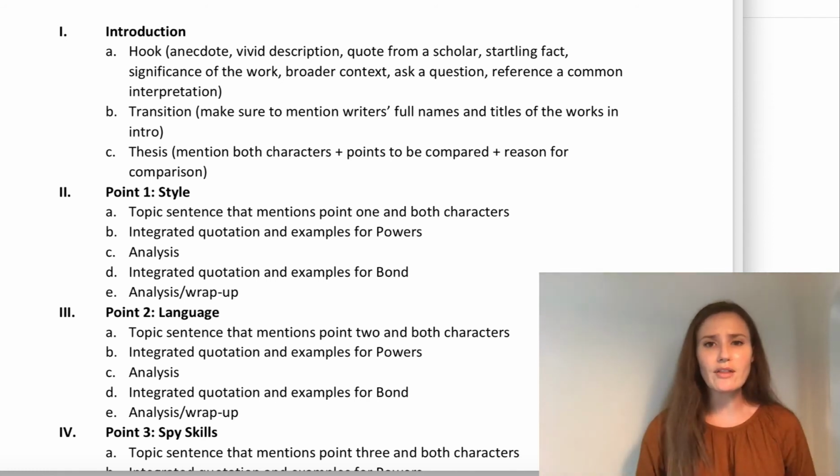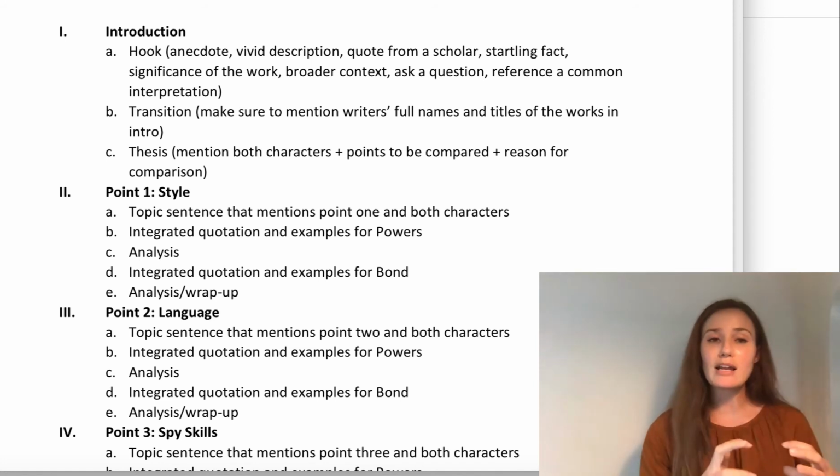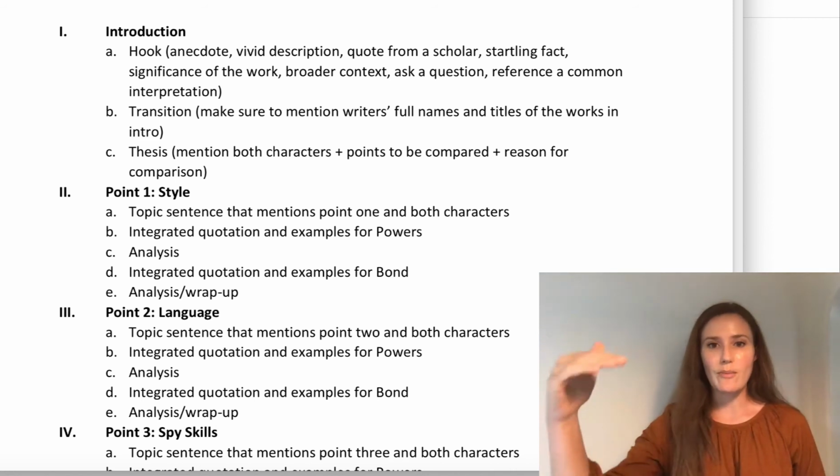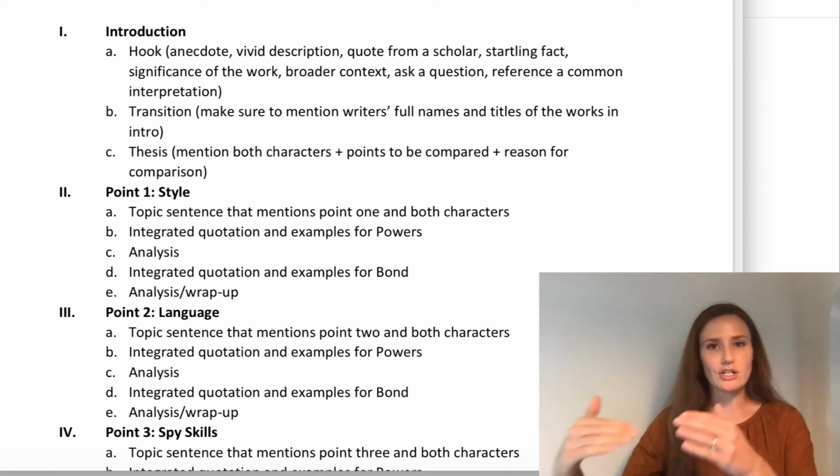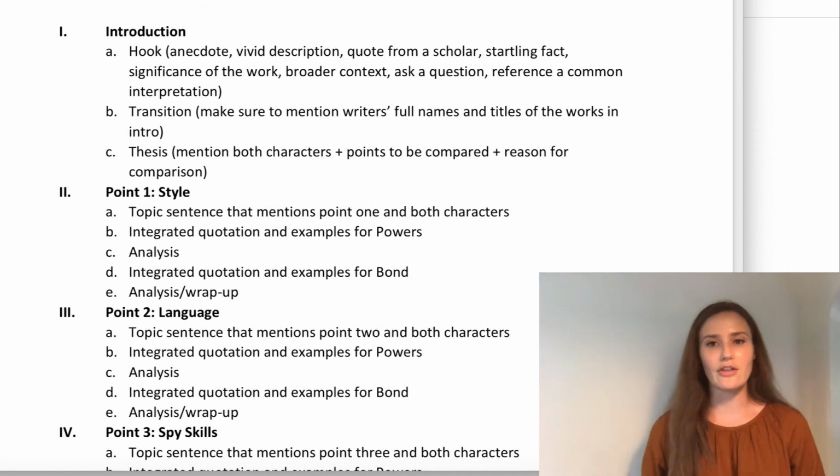It's really important that you follow the same order that you established earlier in the essay. So if in the first body paragraph or the second paragraph overall, I start with Powers and then I do Bond, I want to do that for the second paragraph and the third paragraph and however many paragraphs I have.